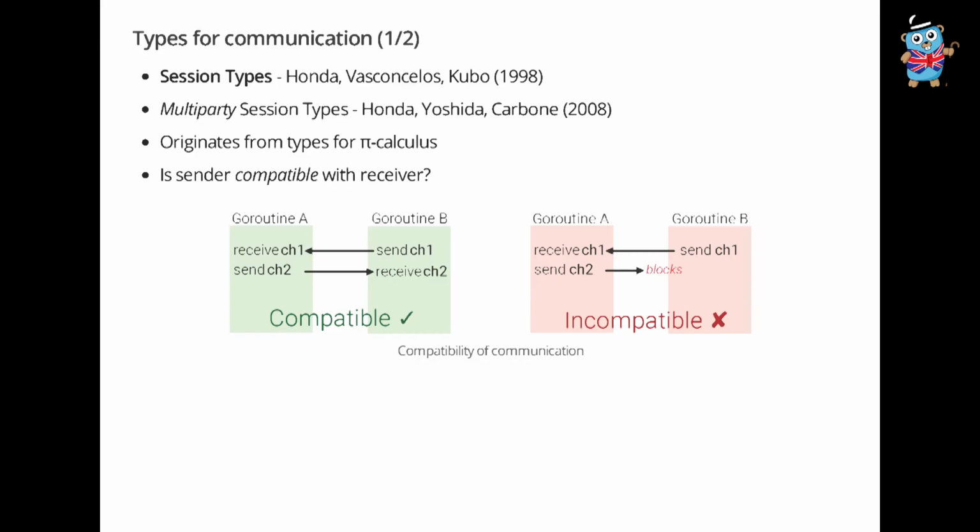But you may be wondering now, types, communication, what does that have to do with deadlocks and stuff? This comes to what my main research is about. My main research is what's called session types. Basically, it's a typing system for communication, and it originates from putting types on pi calculus. All you need to know is it's asking the question whether a sender is compatible with a receiver.